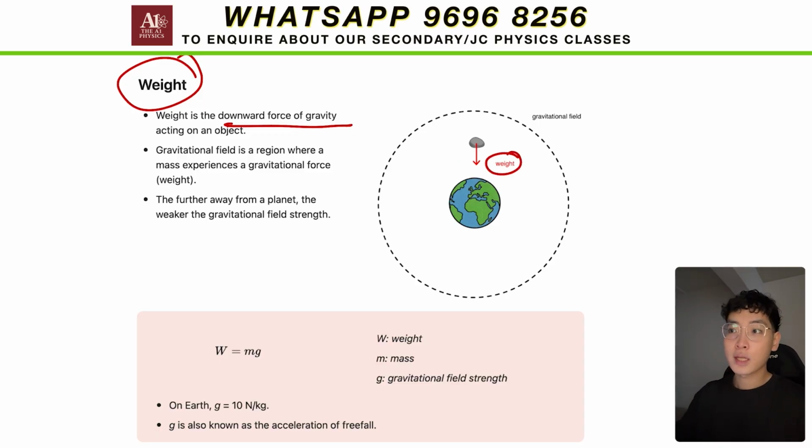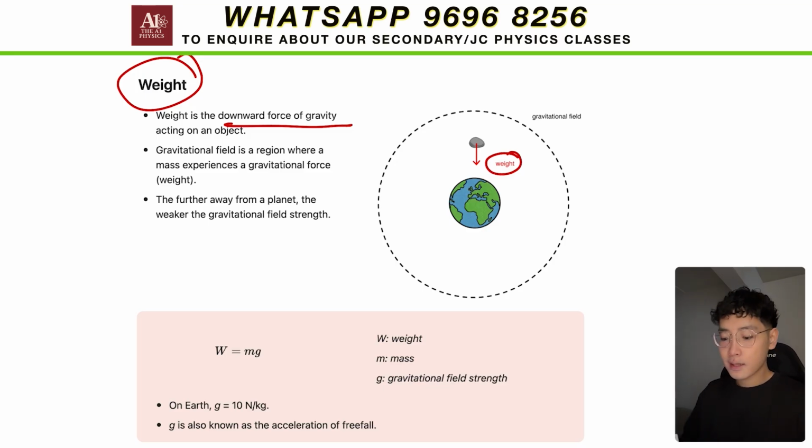Now, in order to have weight, you have to be inside the gravitational field of an object. This one is the Earth, and this is the gravitational field of the Earth. Any object that is inside the gravitational field of the Earth will experience a weight, so you need to be inside of the gravitational field.